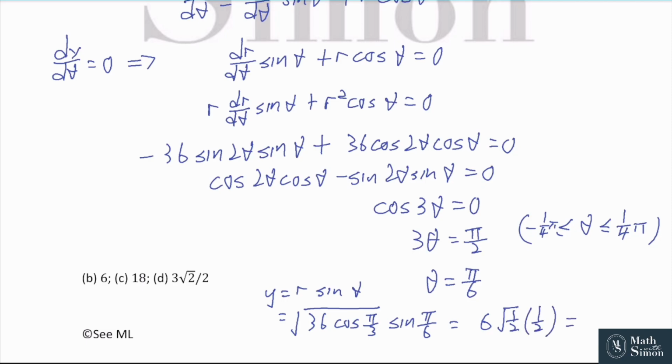So when we tidy this up, we should get 3 over root 2. You can leave it in this form, or if you want to rationalize it, you actually have 3 root 2 over 2. Sorry, so you should actually have from here 3 root 2 over 2. So that's where we get the answer.